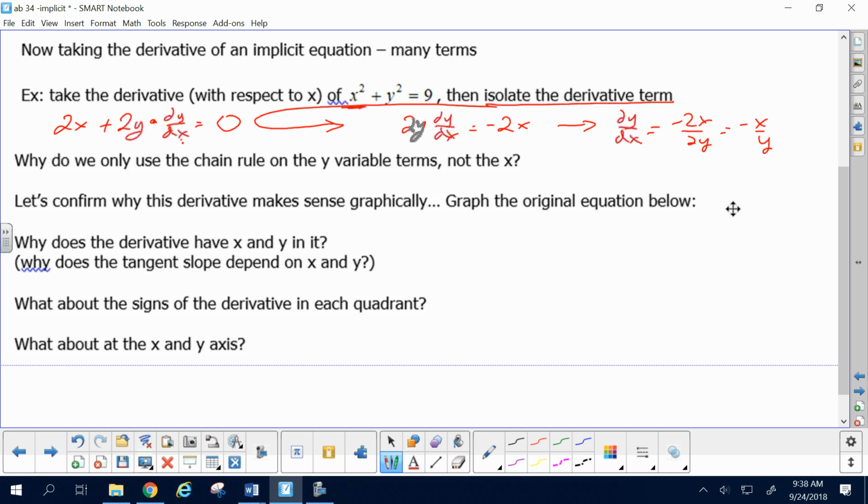Now we just talked about why we only use the chain rule on the y terms, not the x terms, because the dx is another issue. But let's shoot for the moon, and let's talk about why this derivative rule would give the correct slope looking at the graph. All right, so imagine the graph. What does the graph of x squared plus y squared equals 9 look like? Anybody? It's a circle centered at the origin with a radius of 3.